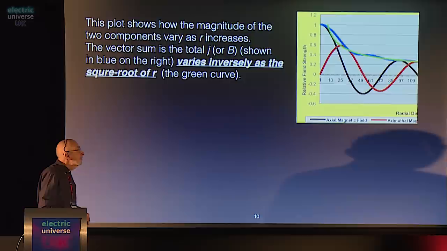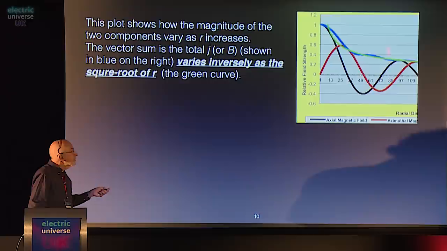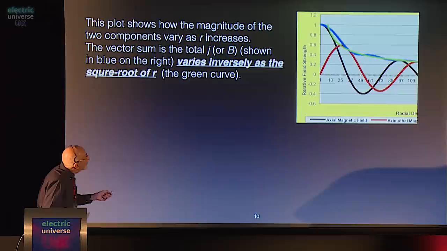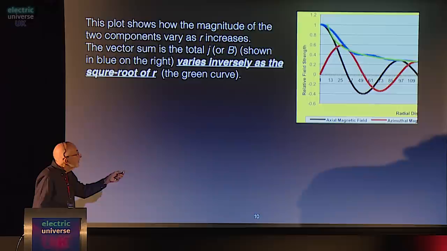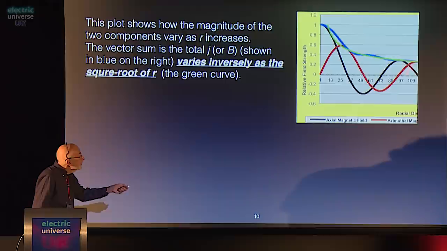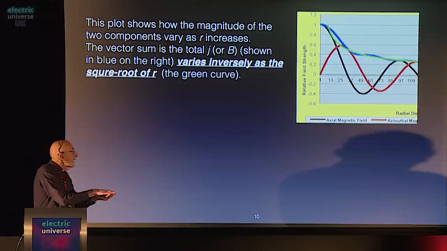We can forget the Bessel functions and all the rest of the contribution. But the main point that I'd like to make this morning with you folks is that, and by the way, the blue curve there is the actual strength of the B and J. The green curve is, I just plotted one over the square root of R, so you can see that except for a few little errors at the beginning of this, when you get out to a reasonable distance, the strength is almost exactly one over the square root of R.